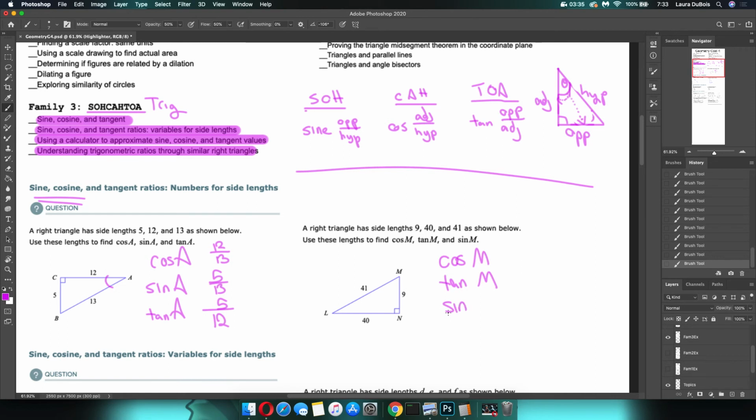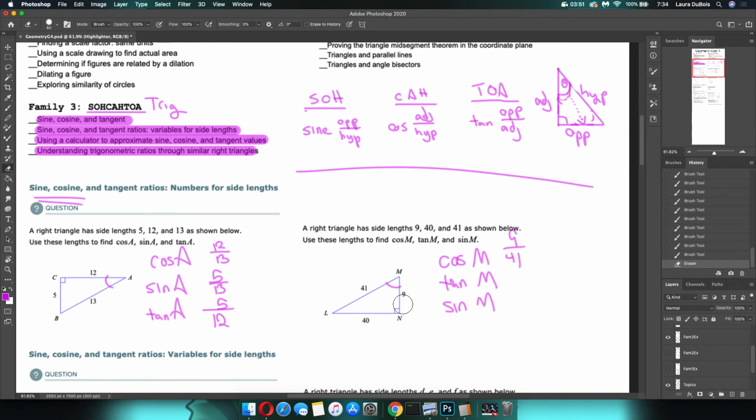Next up, we want cosine of m, tangent of m, and sine. Everyone reads it as sin. That's wrong. This is sine of m. So cosine, let's look up here. Cosine is adjacent over hypotenuse. Where's m? So what's our adjacent? 9 over 41.